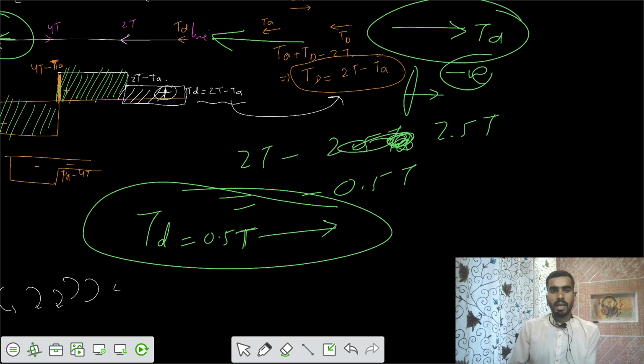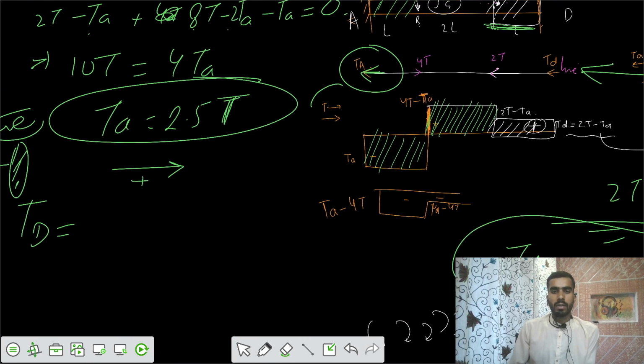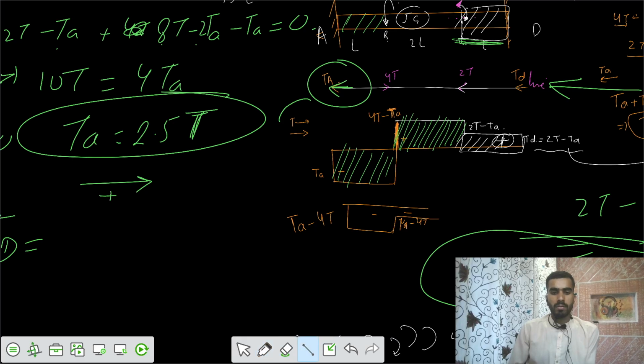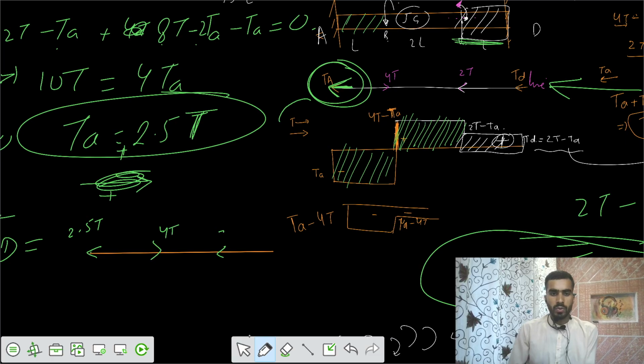So the final line diagram should look like this now. If you want to make the final line diagram, your TA is positive. That means the direction you assumed initially is correct. So TA is 2.5 T in this direction. After that you have 4T, and after that you have 2T, and finally you assumed that TD is in this direction, but you got TD negative. That means the net value of TD is in the opposite direction, that is in this direction.